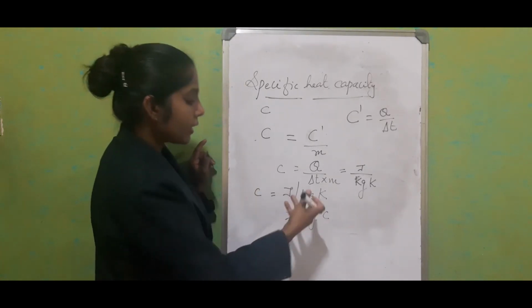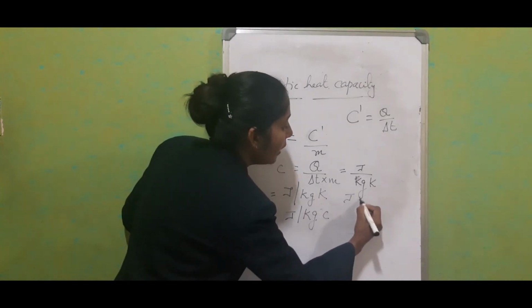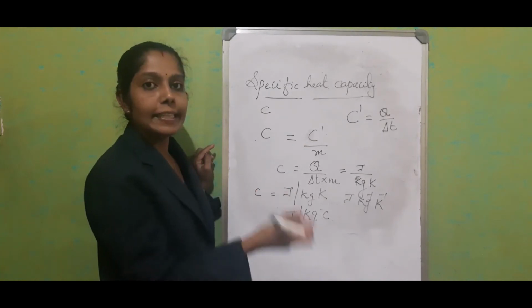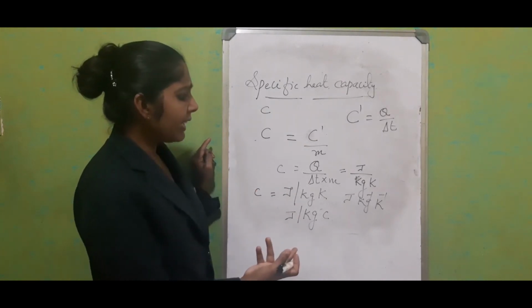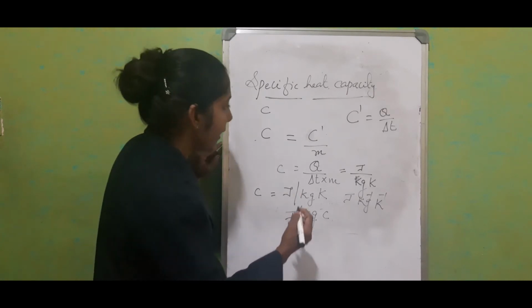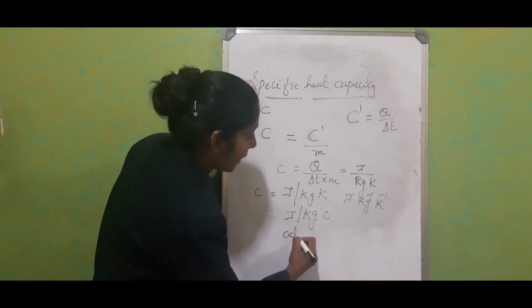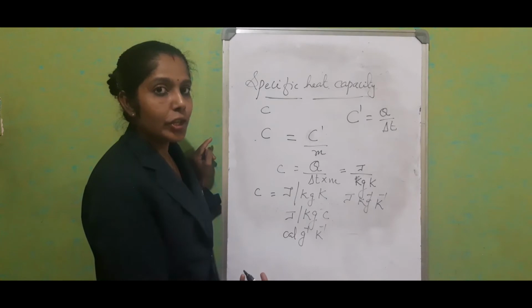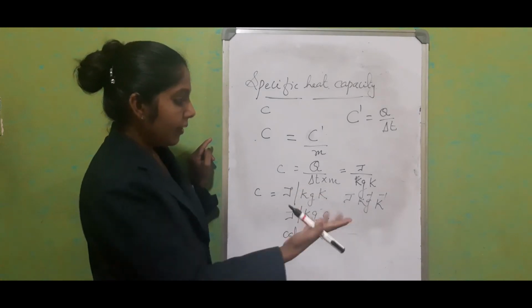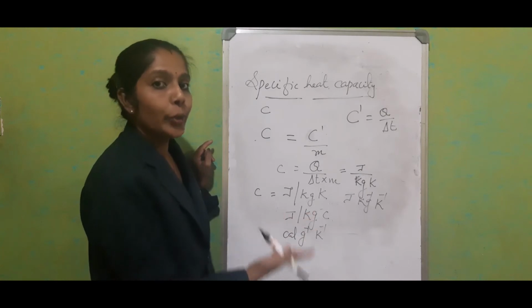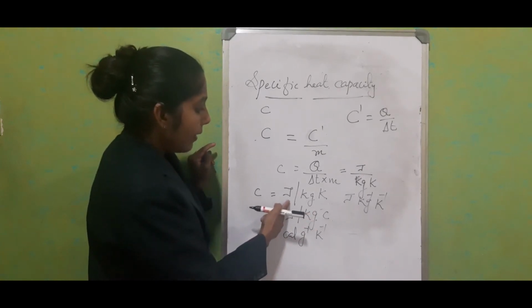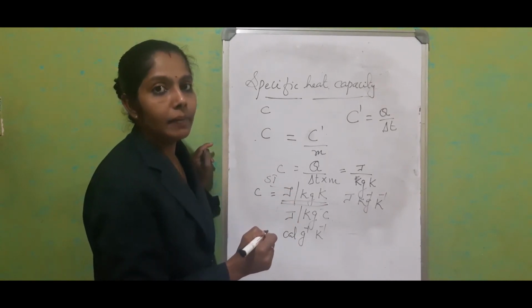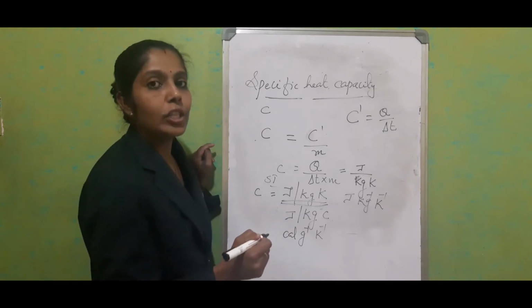Or else, instead of writing "per", we can write it as joule kilogram raised to -1, Kelvin raised to -1. That -1 shows that it is a denominator factor. Even in terms of calorie or gram, we can mention it as calorie gram raised to -1, Kelvin raised to -1, or even Celsius raised to -1. So this is the way, in different ways, we can represent the unit of specific heat capacity, and this is the SI unit. The SI unit is joule per kilogram Kelvin, or joule kilogram raised to -1 and Kelvin raised to -1.